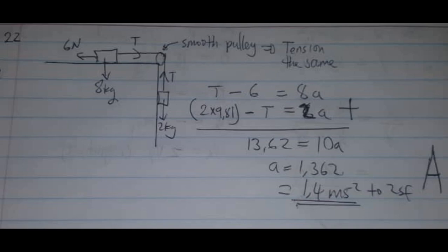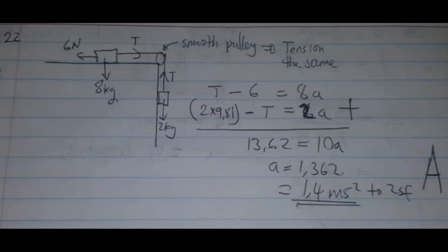Now, in the first case, T minus 6, because the resultant motion is to the right when considering what's going on the rough surface. The resultant motion is to the right, so T minus 6 is equal to mass times acceleration, which is 8 times acceleration, a. And then for the second one, which is pulling down, you have the weight minus tension equal to mass times acceleration.